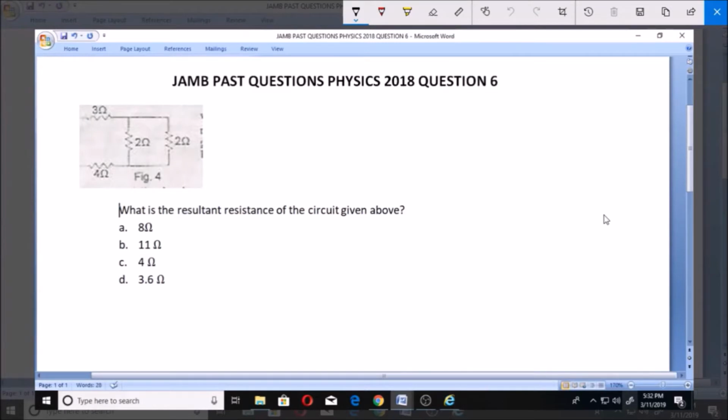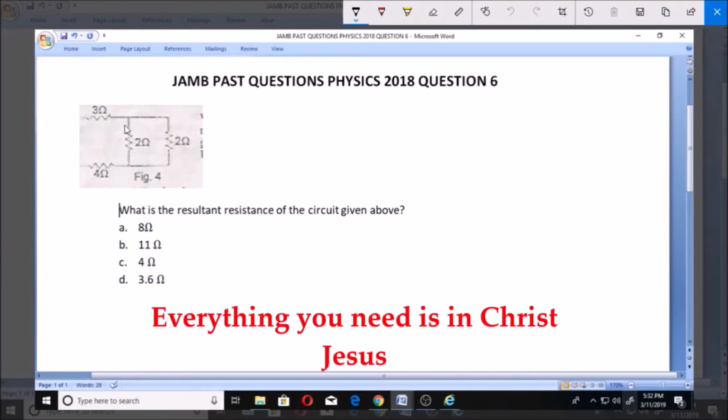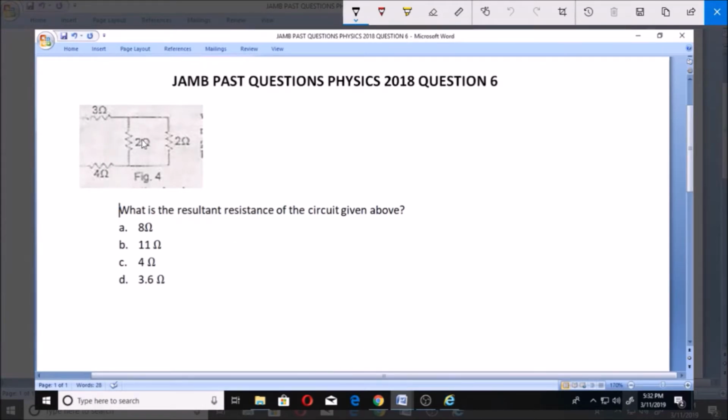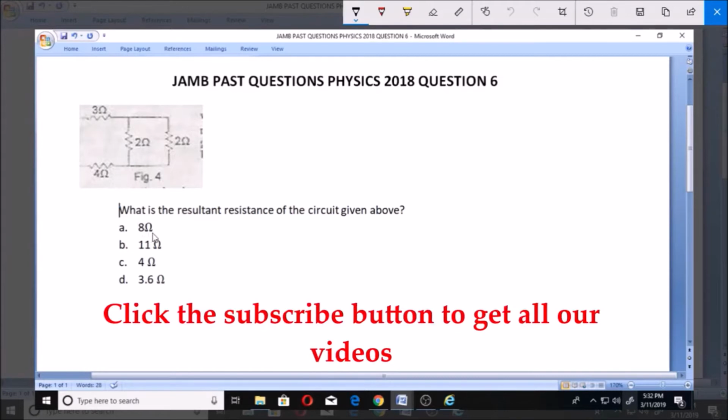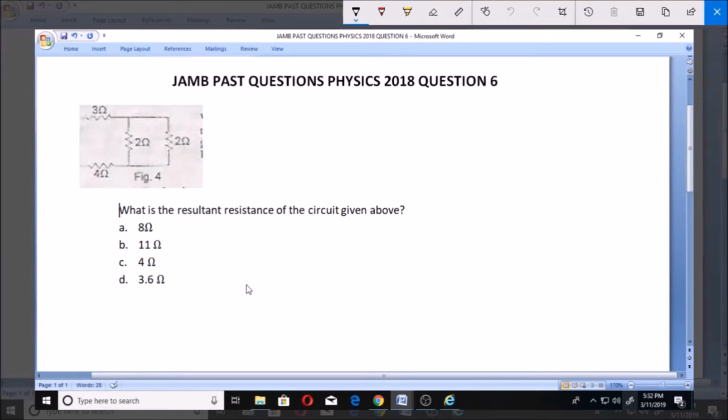Yes, let's look at this question number 6 for Jamb Physics 2018. What is the resultant resistance of the circuit given above? This is the circuit, and we are told to calculate the resultant resistance of these 3 ohm, 4 ohm, 2 ohm and 2 ohm in this fig 4. Now the options are A, 8 ohms, B, 11 ohm, C, 4 ohm, D, 3.6 ohm.